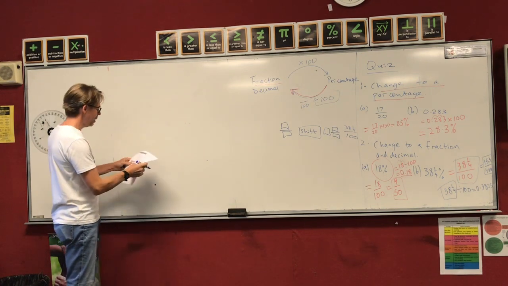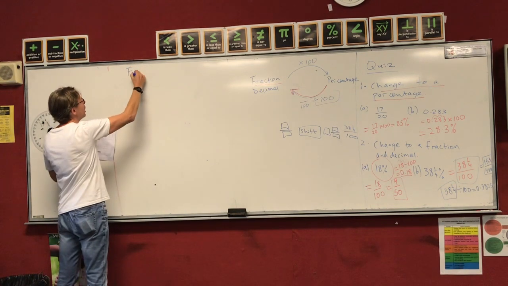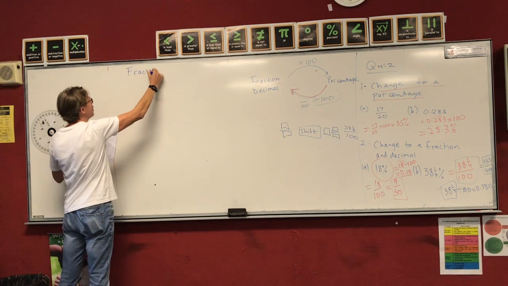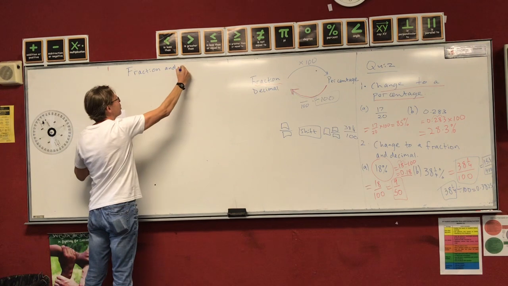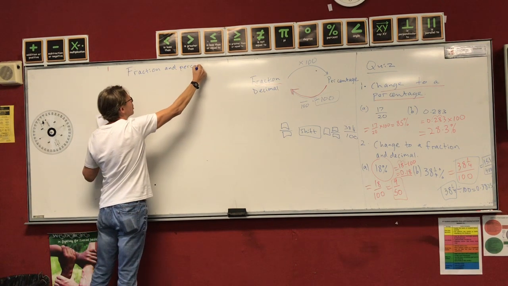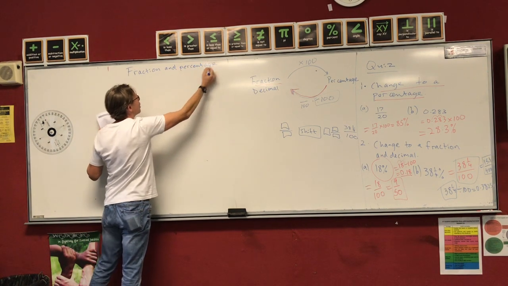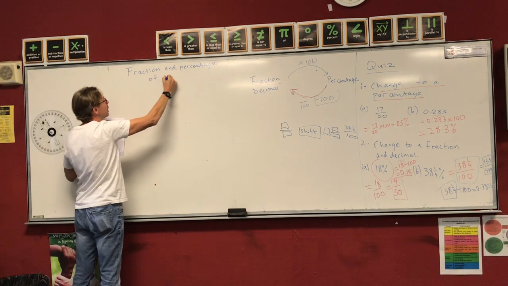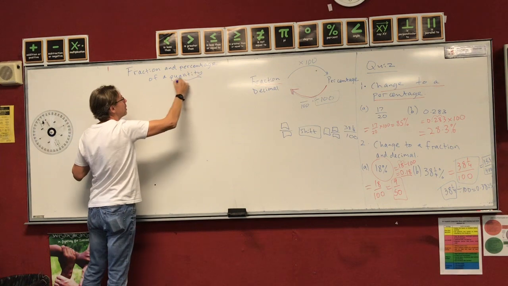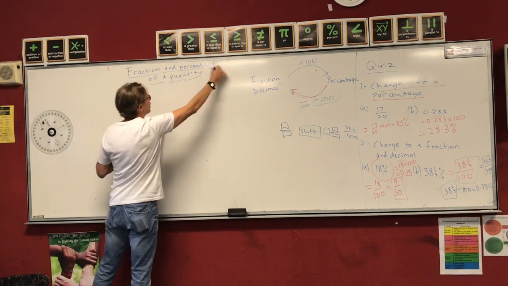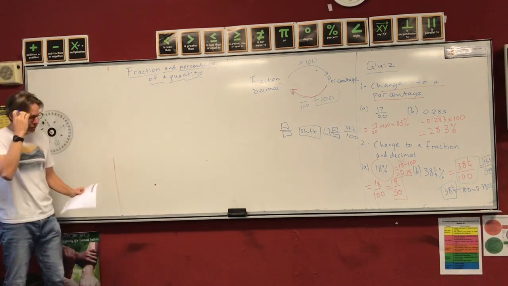Now, we're going to write down a new heading. It's called fraction and percentage of a quantity. So write this down. Okay. There you go. That's your heading. Write it down.